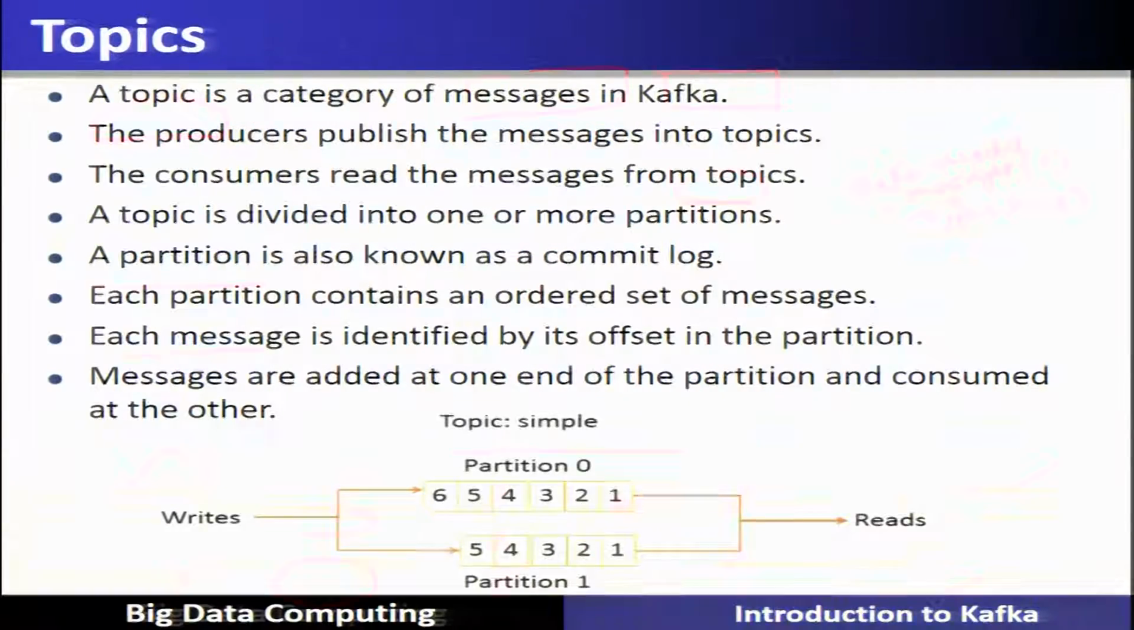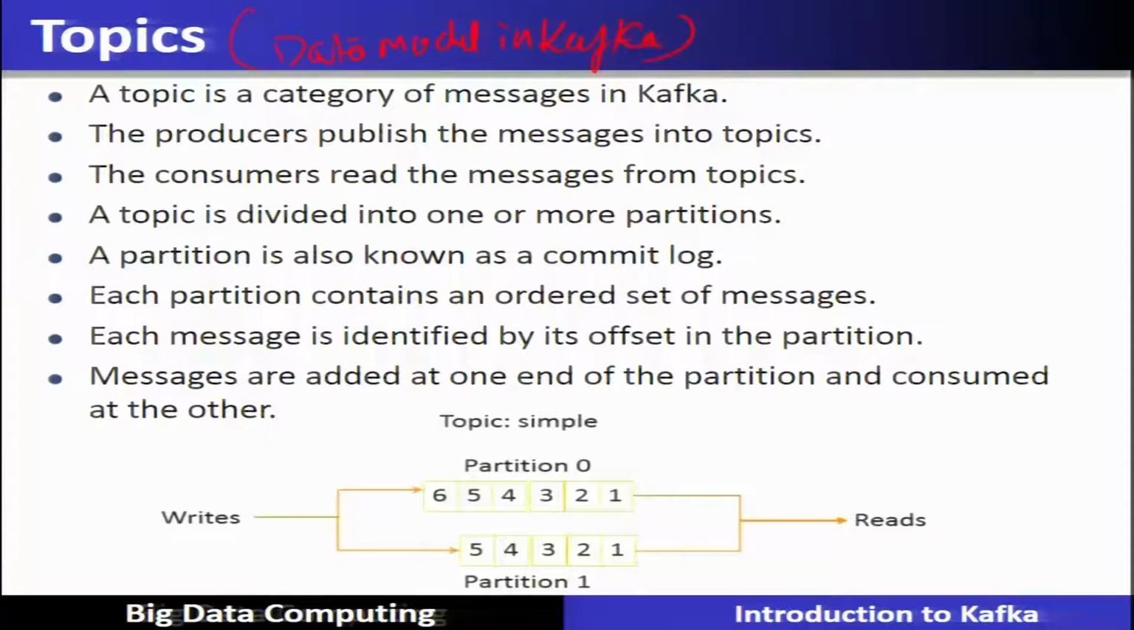Let us see what we mean by the topic, which is nothing but the data model in Kafka. The topic is the category of the messages in Kafka. Producers publish the messages into the topics and consumers read the messages from the topics. The topic is divided into one or more partitions, and a partition is also known as the commit log. Each partition contains an ordered set of messages. Each message is identified by its offset in the partition, and the messages are added at one end of the partition and consumed at the other end of the partition.